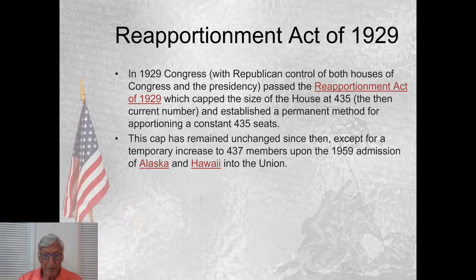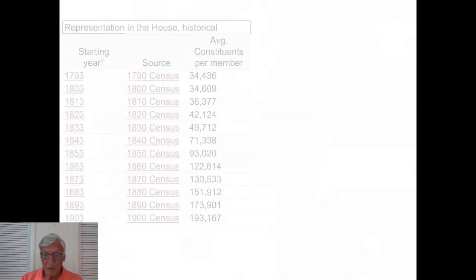The only time that is violated is when both Alaska and Hawaii entered the Union in the same year, 1959, and they were each granted one additional seat. Then after the 1960 census, it's all reapportioned back to 435. And that's what we have now, and I suspect we always will have.